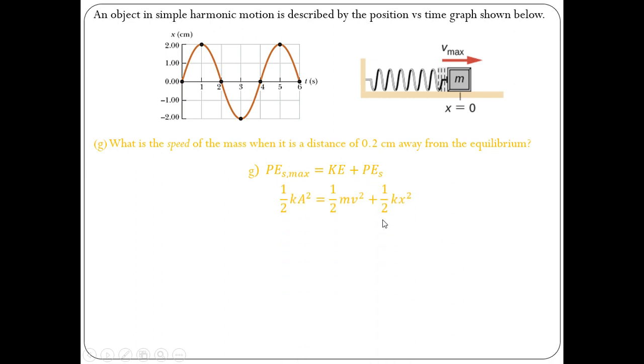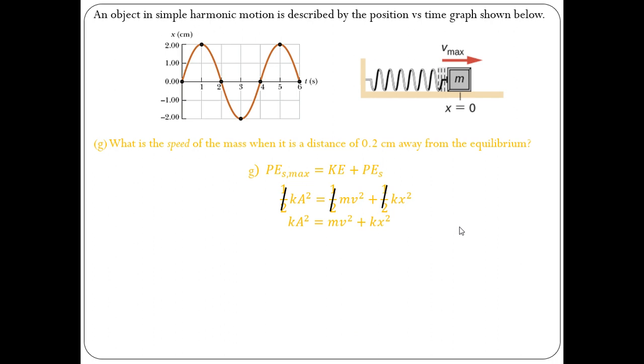All right, so from here, we just expand it to what it is. PE spring max is simply 1/2 k a squared, where A is the amplitude, the amount of distance that the spring has been stretched or compressed. And then KE is simply 1/2 m v squared. And then PE spring is 1/2 k x squared, x in this case being the distance from the equilibrium, which is given in the problem as 0.2 centimeters. If you recognize this, we can cancel the 1/2 out because it appears in every term. And then from here, we're simply left with k a squared equals m v squared plus k x squared.